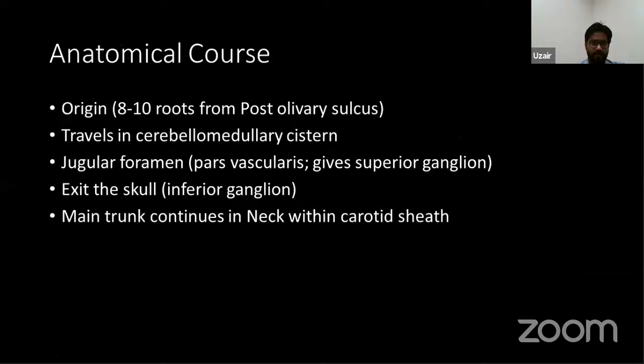So the anatomical course, like we have already discussed the origin, it arises as 8 to 10 roots from the post-olivary sulcus of the medulla oblongata, travels in the cerebellomedullary cistern, passes through the pars vascularis of the jugular foramen and gives a superior ganglion. And just after exiting the jugular foramen, it gives an inferior ganglion, and the main trunk is going to continue in the neck, thorax, and abdomen. That is obviously something we are not going to discuss in the cranial portion of the vagus nerve.